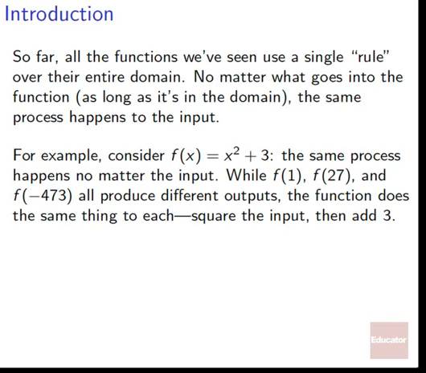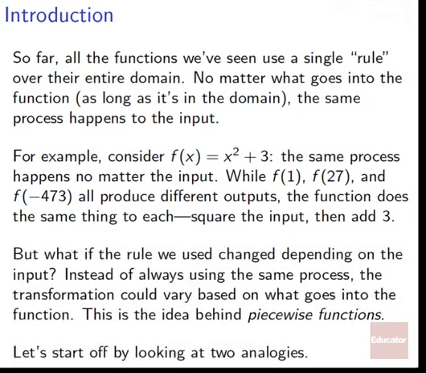While f of 1, f of 27, f of negative 473 all produce different outputs, the function's doing the exact same thing to each. It squares the input, then it adds 3. F of 1 is 1 squared plus 3. F of 27 is 27 squared plus 3. F of negative 473 is negative 473 squared plus 3. Different inputs will make different outputs, but ultimately the process we're going through is the same for each one of these.